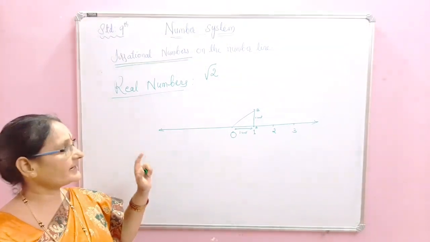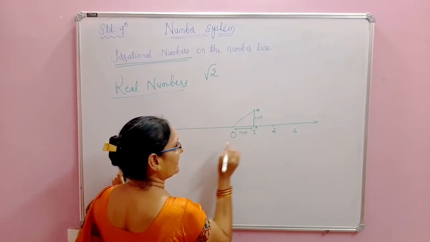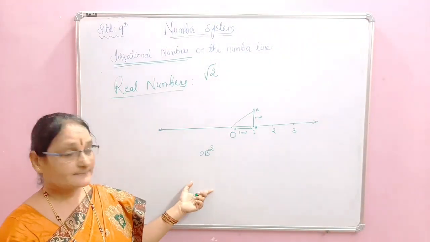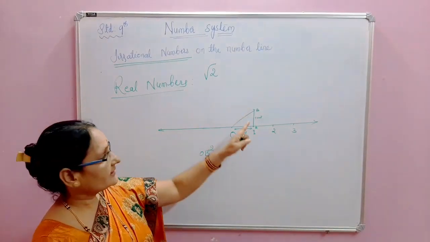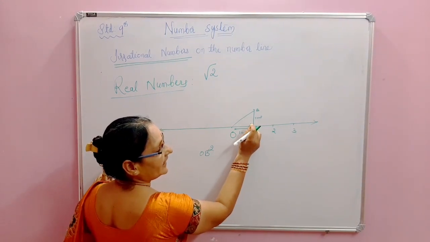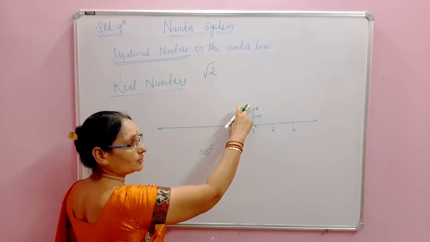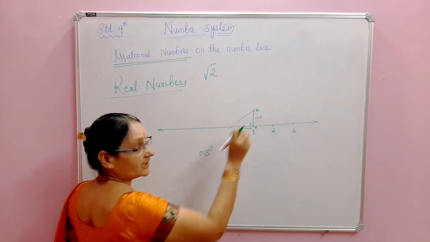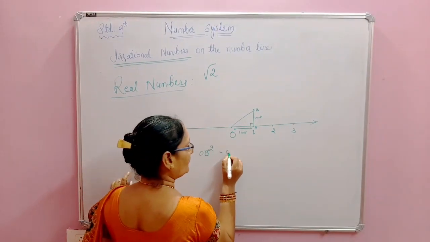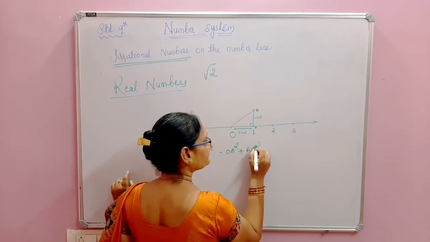You know that according to Pythagoras, this is 1. This is 1. So OB square is equal to, according to Pythagoras, see this is called the hypotenuse. The side which is opposite to the right angle is called the hypotenuse. The square of the hypotenuse is equal to the sum of the squares of the other two sides. This is Pythagoras theorem. So OB square is equal to OA square plus AB square.